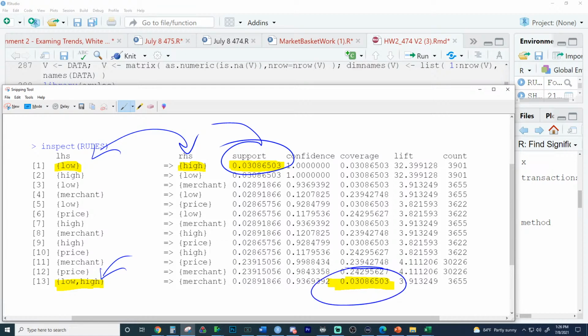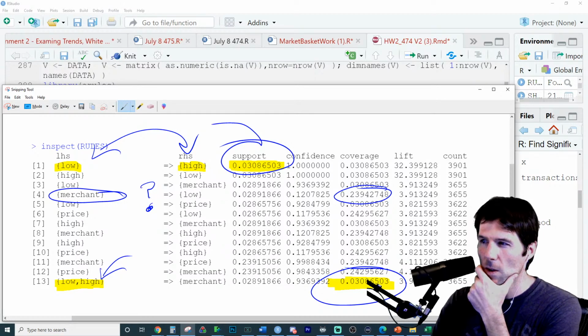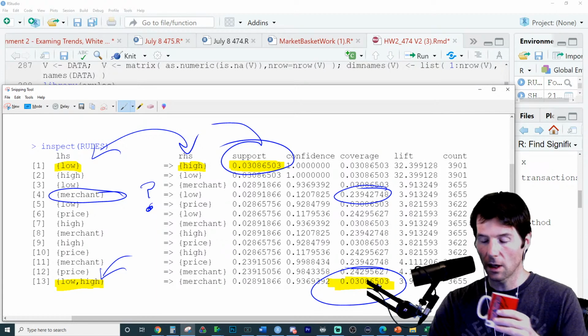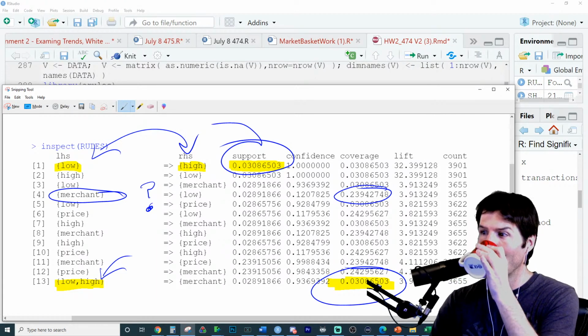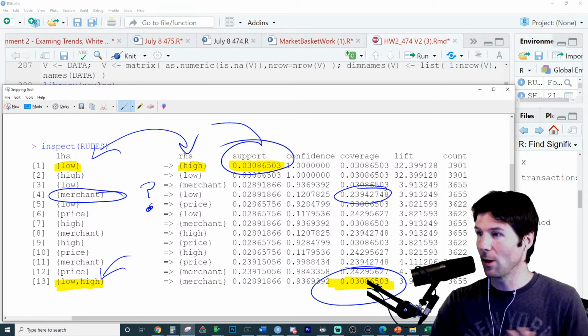So what would the coverage tell us right here? What is the coverage of merchant? Who can explain what coverage of merchant is for 20 points? What does the coverage of merchant mean? So the coverage of merchant would tell us what? The percent of time what?